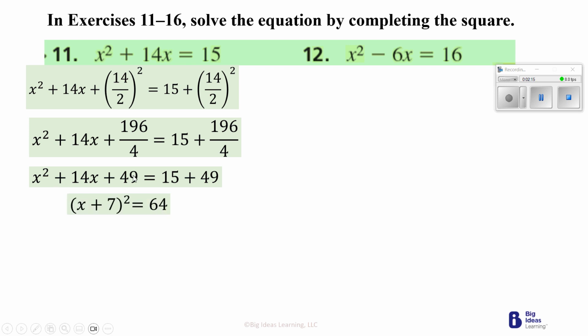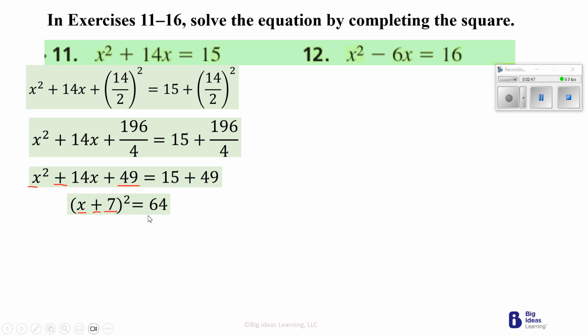Now we're getting the square root. Well, basically, what binomial multiplied by itself will give us this? We see that we're going to take the x value here. We put it there, and then we find the square root of this number. The square root of 49 is 7. And then we use the sign that's in front of this number. So that's a plus. So x plus 7 squared equals 64.